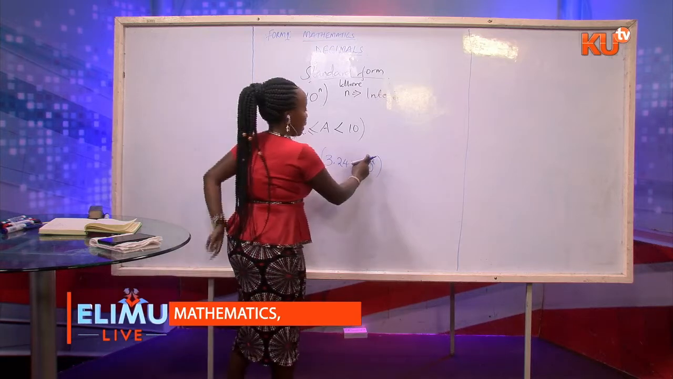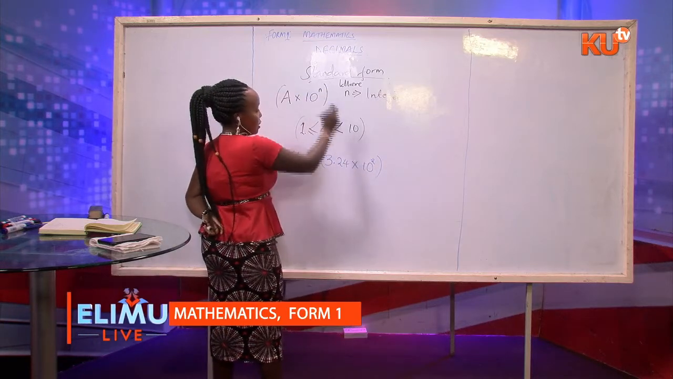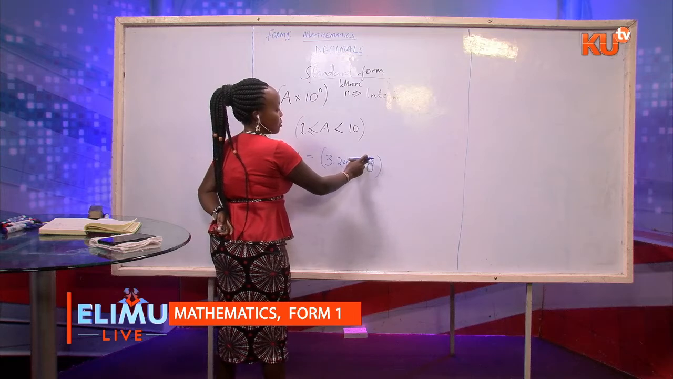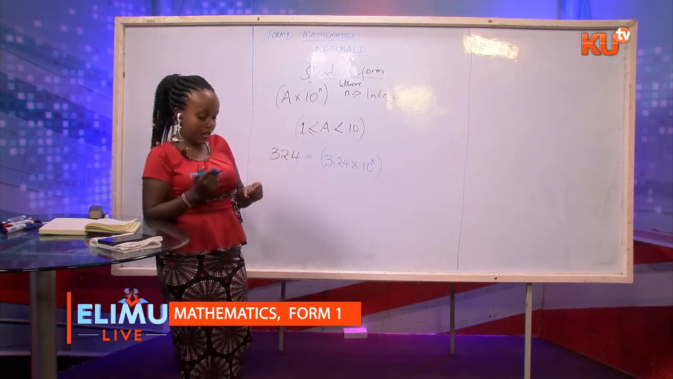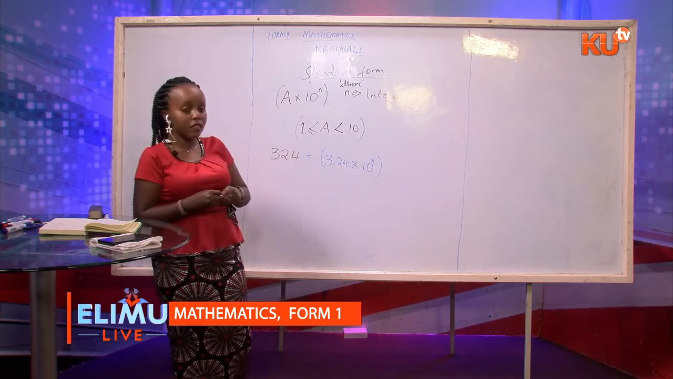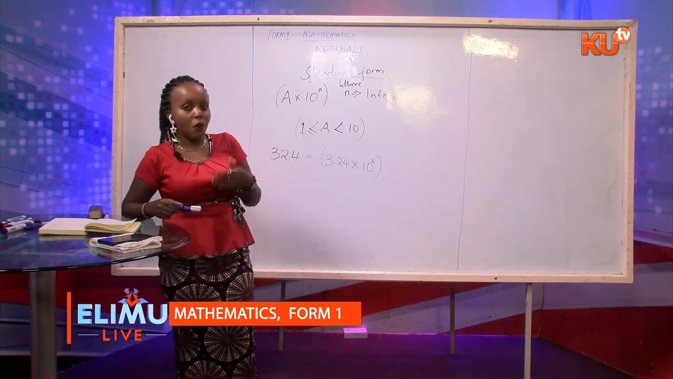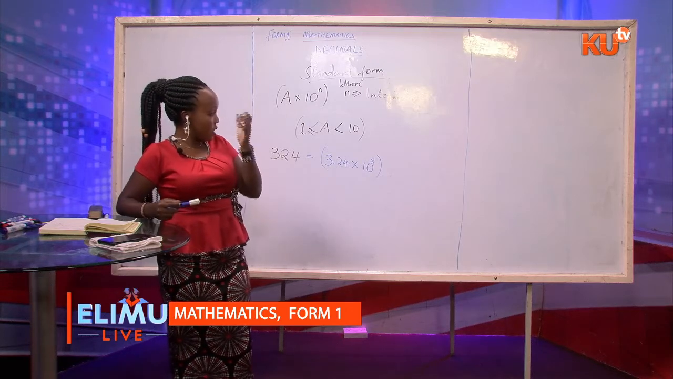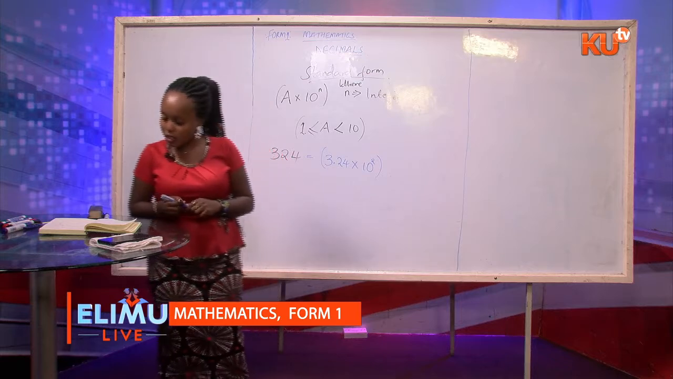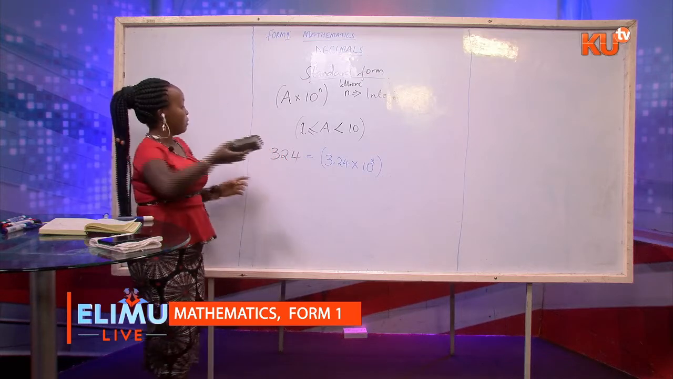And as you can see, our n here is replaced by 2, which is a whole positive number, whereby we've said integers should be either a whole positive number, a whole negative number, or 0. So let us look at another example.